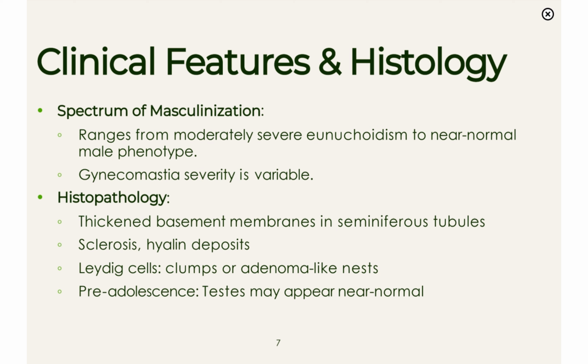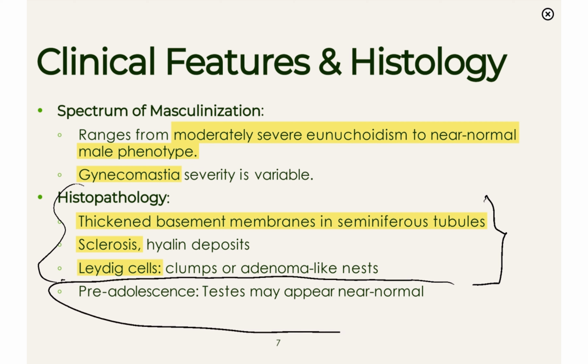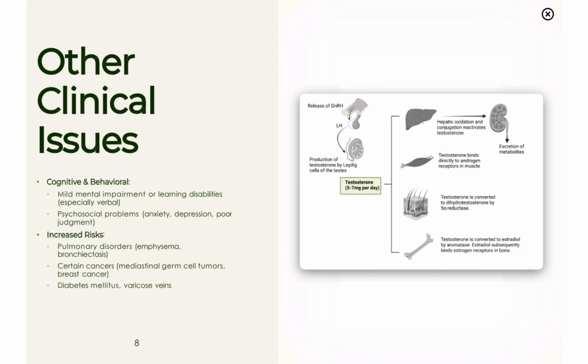So the clinical features, they do exist in a spectrum. It can range from moderately severe eunuchoidism to a near normal male phenotype, as we mentioned earlier. And gynecomastia is also quite variable. The histopathology, there is sclerosis of seminiferous tubules. There's thickened basement membrane of these seminiferous tubules, and there's evidence of damage to the Leydig cells. And all of this tends to occur post-adolescence. Okay, so usually pre-adolescence, the testes are normal or near normal, and you wouldn't see these changes on histopathology.